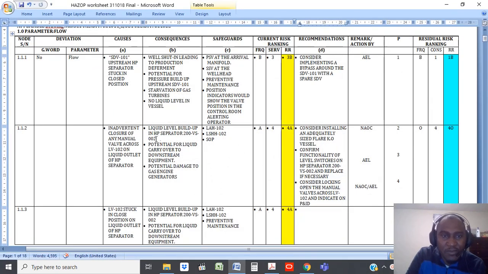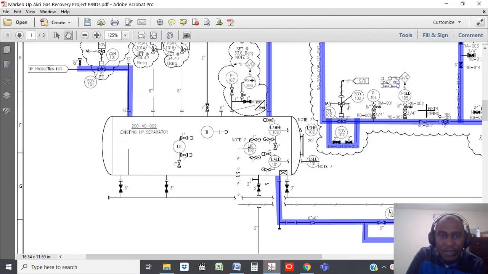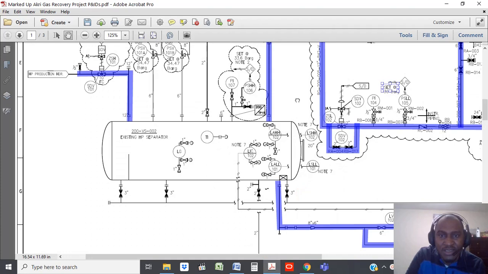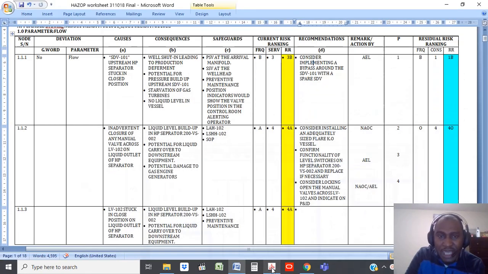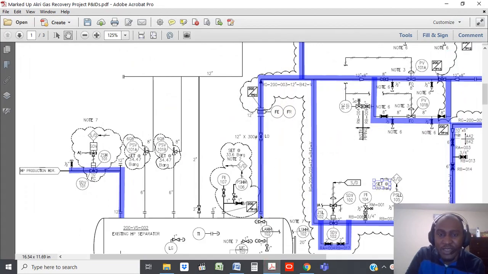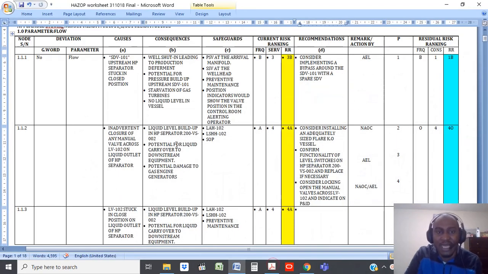So you have liquid level buildup in the HP separator, and potential for liquid carryover to downstream equipment. If the liquid continues rising, you could have liquid going into the gas lines. You don't want that, so you have to flag that up. And then there's potential damage to gas engine generators. If liquid goes all the way into the gas lines and ends up in the gas turbines, it could damage them. So what are the safeguards in place to pick it up if any of those valves are closed?